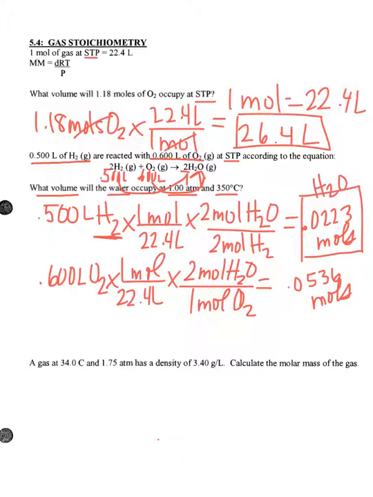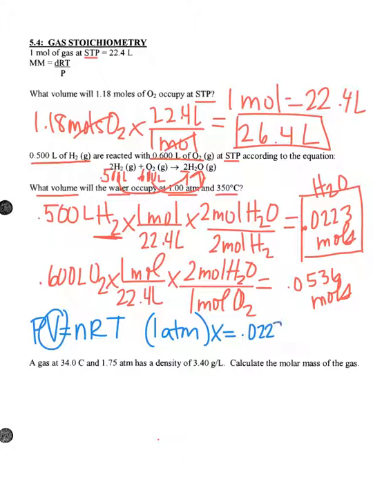All right, so the final equation that we're going to use to convert to liters is going to be PV equals nRT. Once again, we cannot use 22.4 liters because the conditions are no longer at STP. So we're going to use PV equals nRT, and then we're going to solve for volume. Let's plug in the numbers. Pressure is 1 atm. Volume is our X. N are the moles, 0.0223 moles.